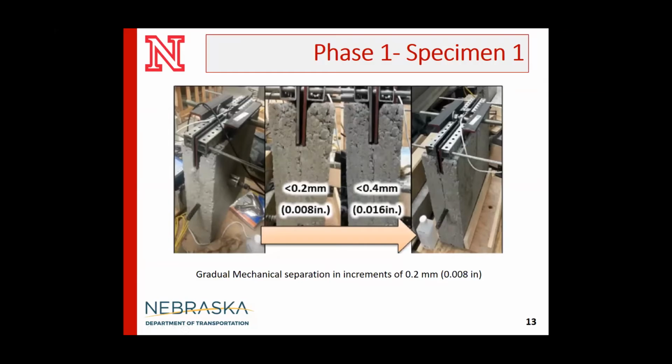So at the first crank, we got a 0.008 inch delamination. We went a little further, 0.016 inch delamination. So every time, we took measurements to see, can we see this very fine delamination yet?